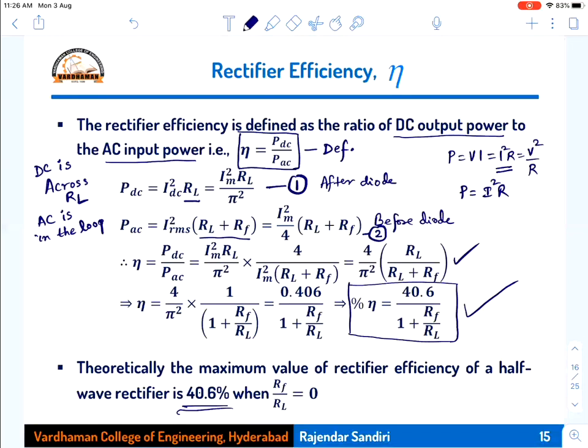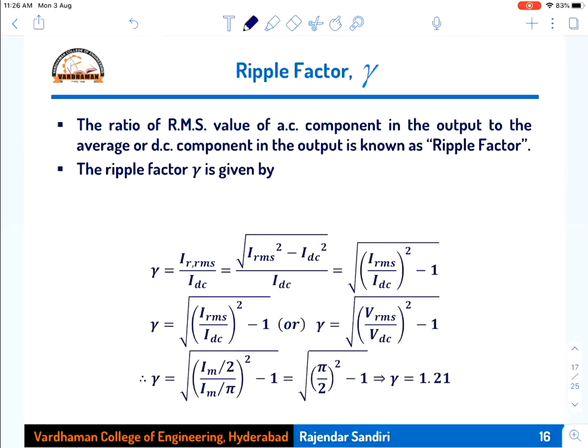PDC by PAC. PDC we have to calculate, PAC we have to calculate, substitute them to get the overall efficiency. Okay. Then the next parameter is ripple factor, represented by gamma. So what is meant by ripple factor? The ratio of RMS value of the AC component in the output.